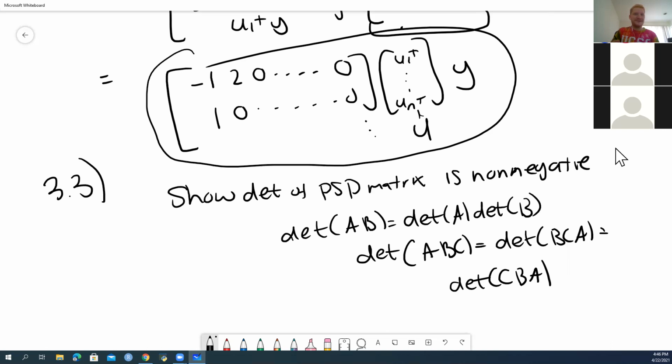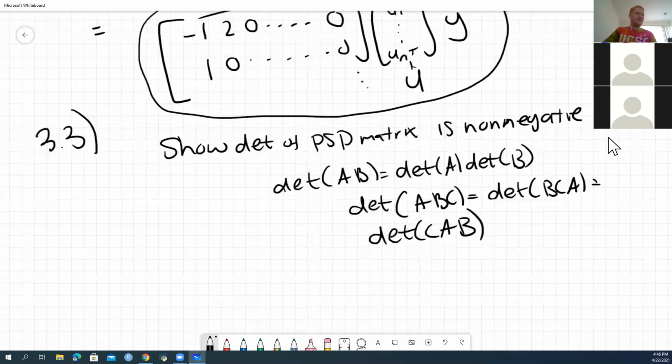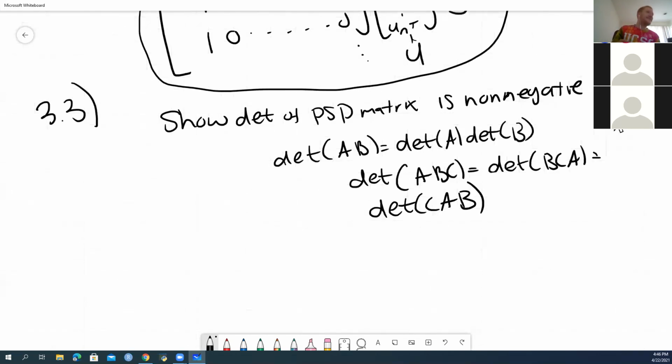Wait, did he do this right? ABC. I don't think this one's right. Is it right? Yeah, no, you're right. I copied exactly what he wrote, but it's the determinant of CAB. Yeah, he got it wrong. Oh, meanie. Yeah, I was like, no. Okay.